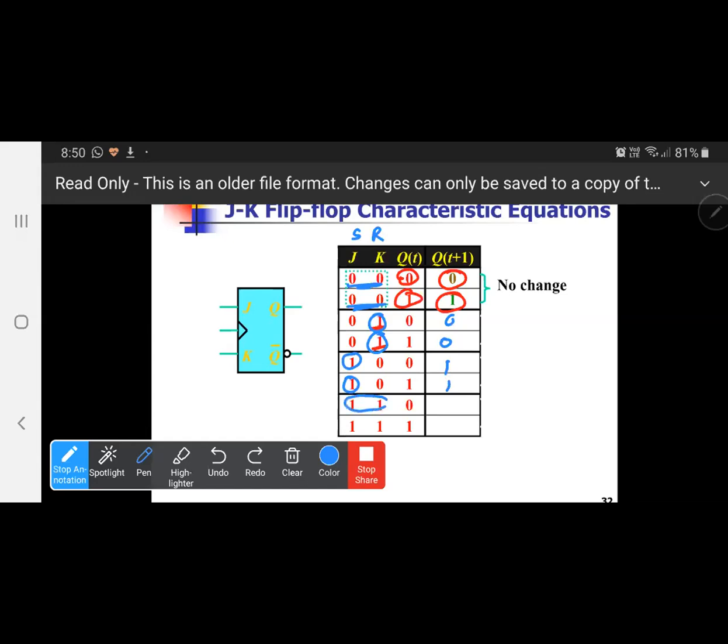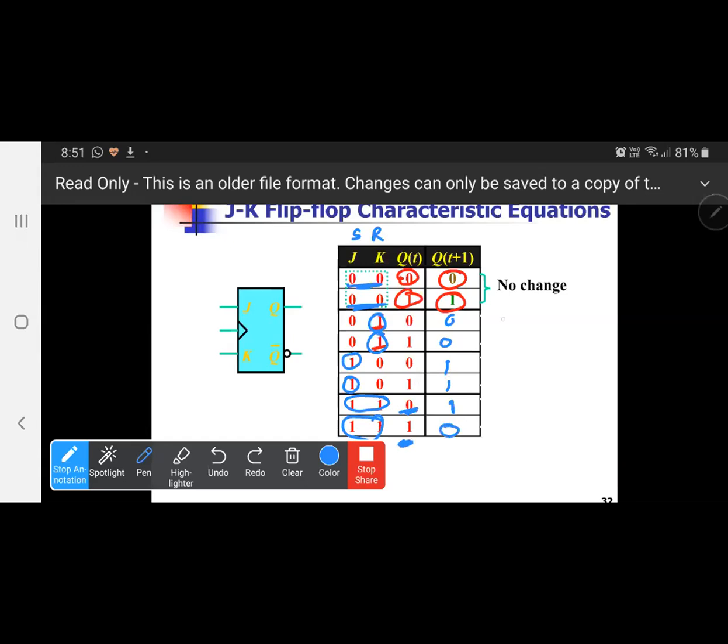Now both are 1, so complement of the previous. What is the previous in the memory? Zero, so it becomes one. Here, what is in the memory? One, so it becomes zero.